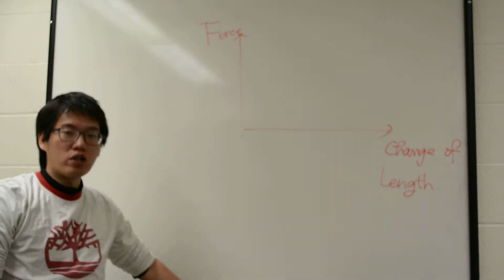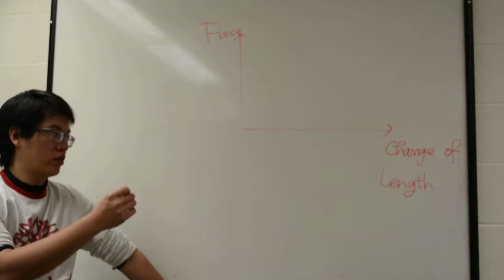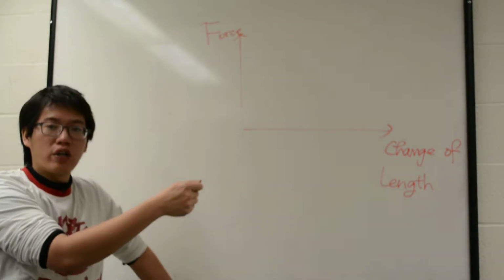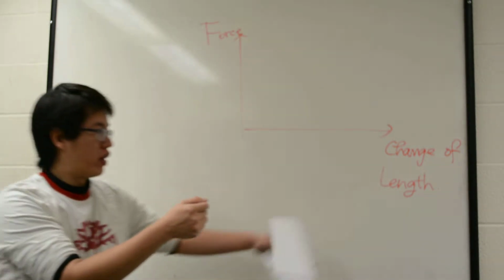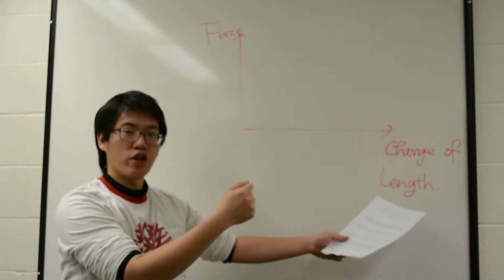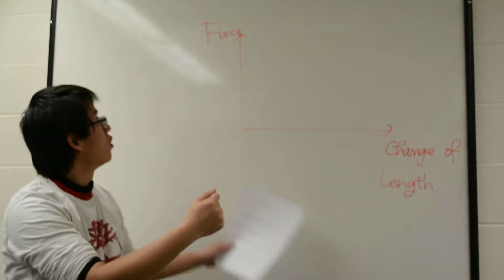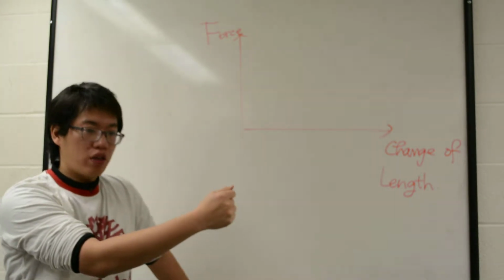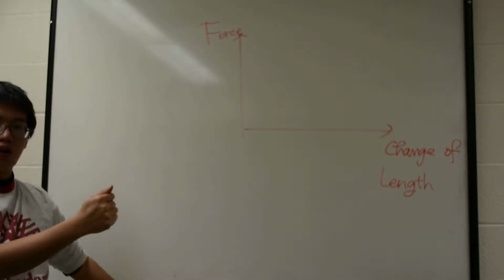So the question is this: there's a spring connected to the wall and me, and I hold it at its natural length. Then the change of the length is 0 because I didn't pull it. And because I didn't pull it, the force I use is also 0. Now think, if I pull it a little bit back, the force will increase.